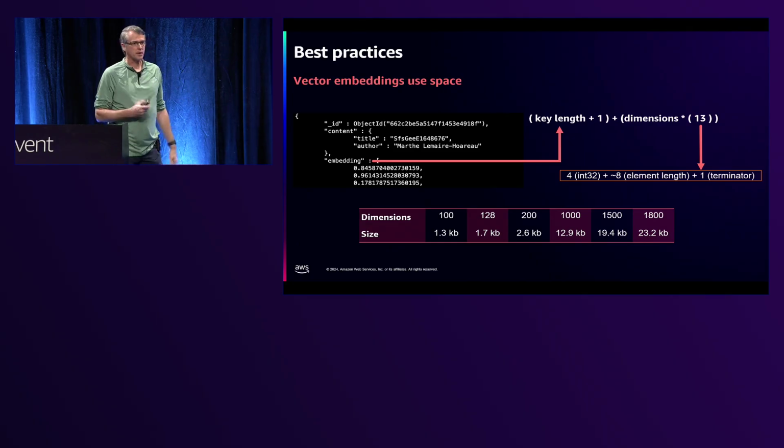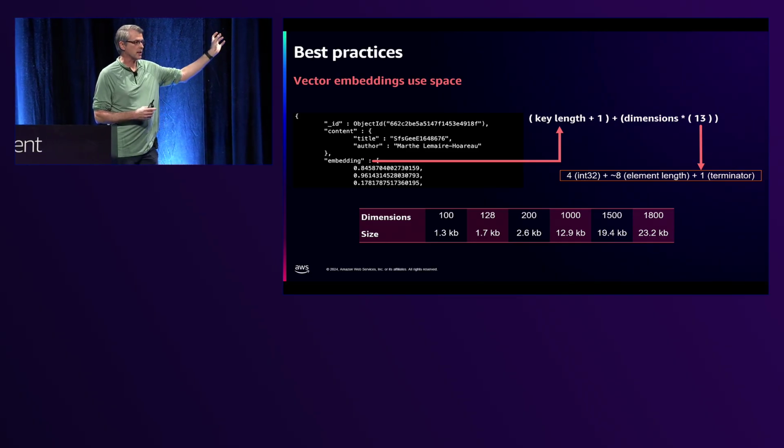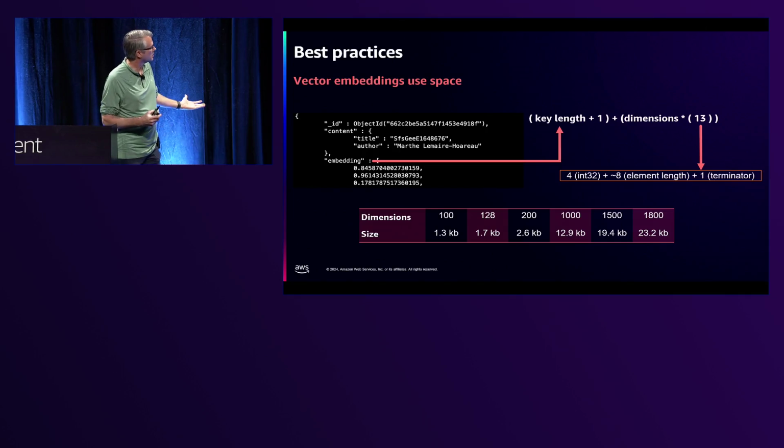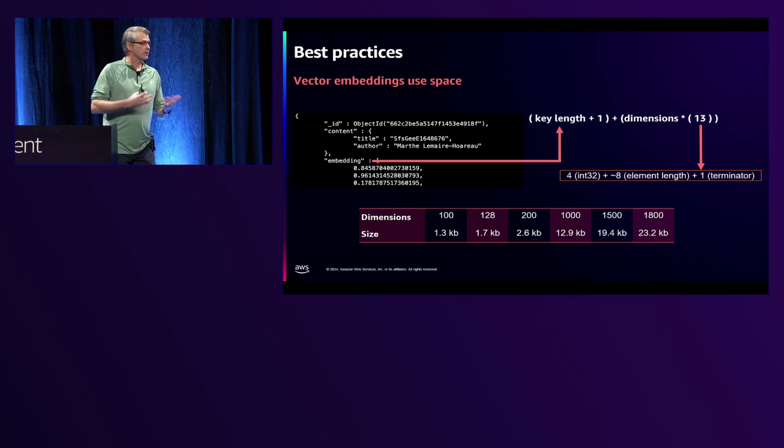Now, here's a quick formula you can use to get an estimate of how much space this will add to each of your documents. It's your key length, right? The name of your key. In this case, it's embedding, which is 9 plus 1, so 10. And then for each dimension, it's 13 bytes. So pretty simple math. 100 dimensions, about 1.3K, and so on, up to 1800 dimensions, 23.2K. Now, again, it's a trade-off. You don't want to just go to the maximum because more is better. More is going to create larger documents, and that has its own implications.